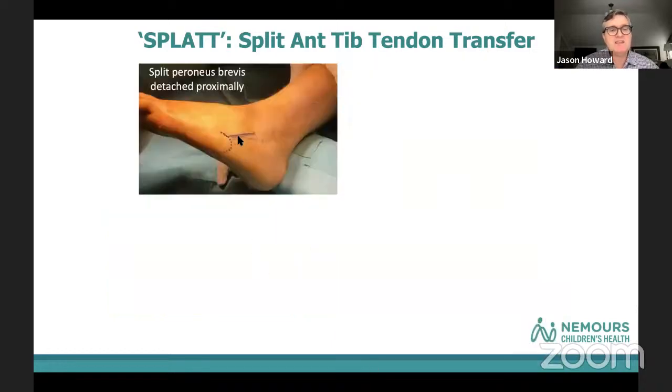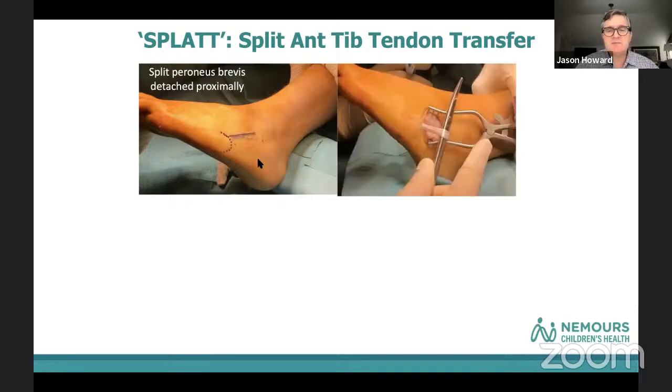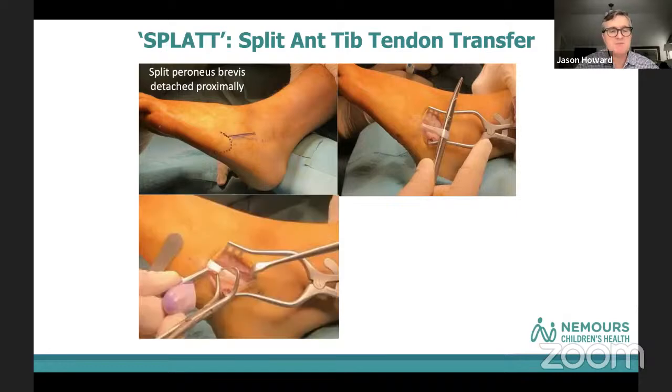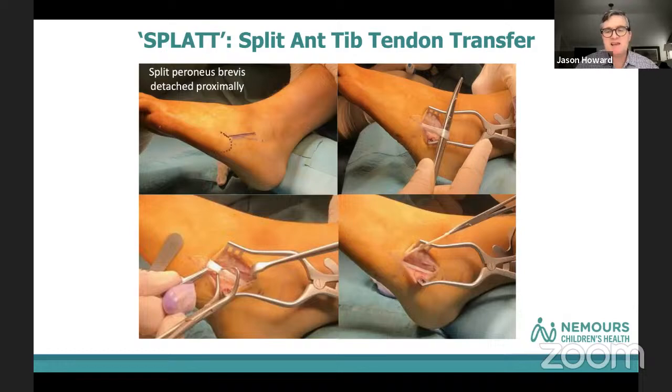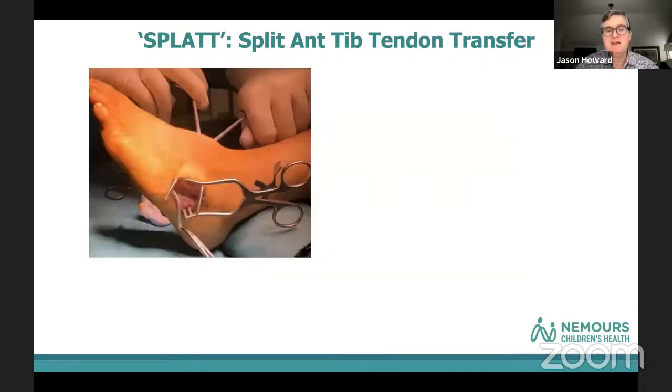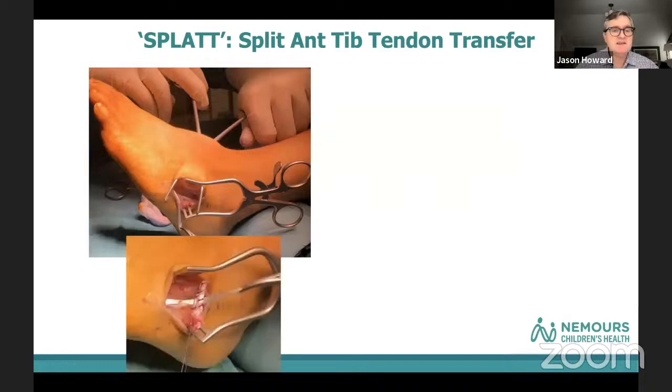Here we are at the lateral aspect. Here's this little oblique incision over the peroneus brevis. And there's the brevis. I also split that with my pointed towel clip. And I take a slip of the medial slip of that tendon and connect it to the split tibialis anterior.